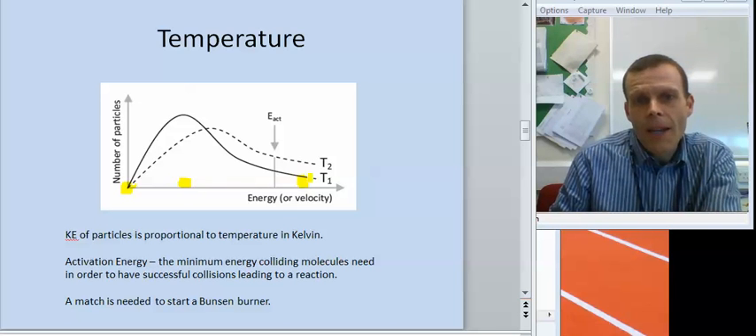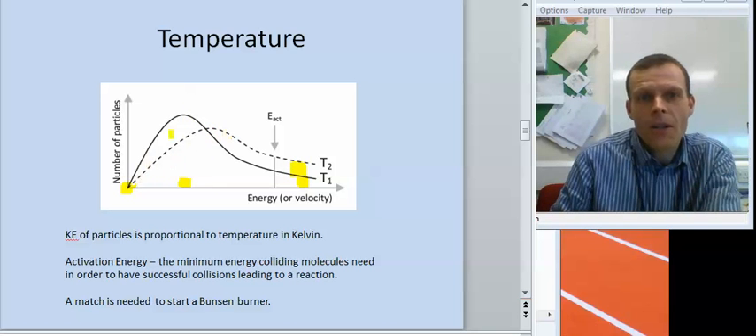Now if I was to heat up that sample, the particles obviously get more energy. I find that I now have more at this end. That curve is shifting across, and the reason we're seeing that drop is because the area under the curve has to stay the same.